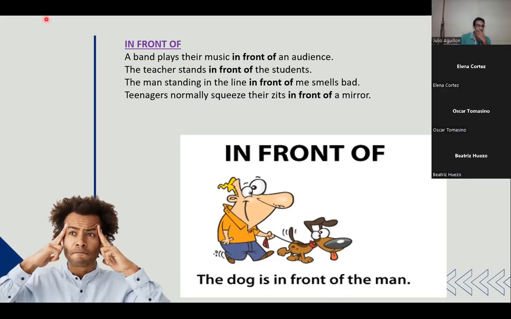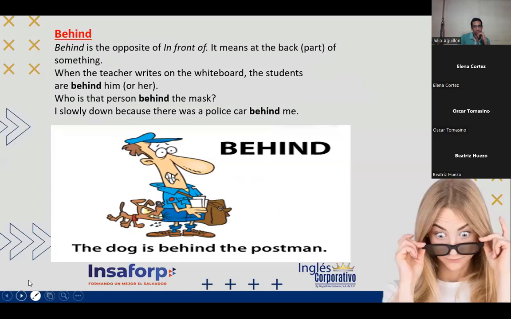Okay, so once again, when you want to say enfrente de, you already know how to say it. We're going to say it in English, in front of. So we're going to move on to the next one. And here we have behind. What does it mean? ¿Qué significa? Atrás, behind, okay? So every single time, de ahora en adelante, si usted quiere decir atrás, remember, in English, we say behind. As it says here, behind is the opposite of in front of. Behind es lo opuesto de in front of. It means at the back part, en la parte de atrás of something, okay?